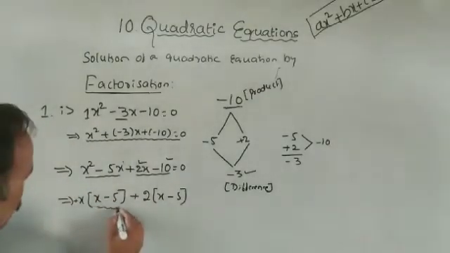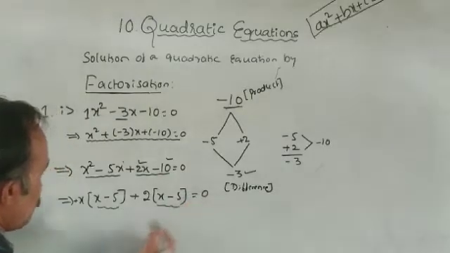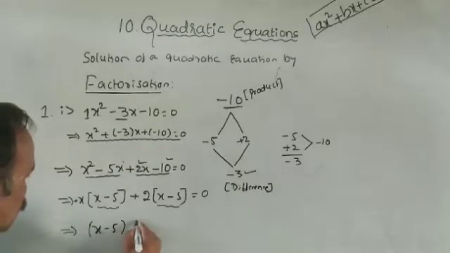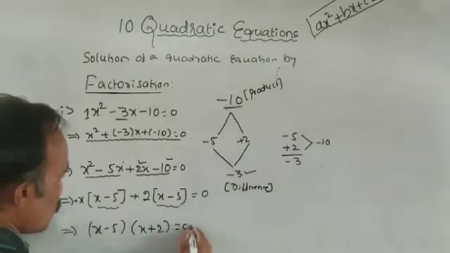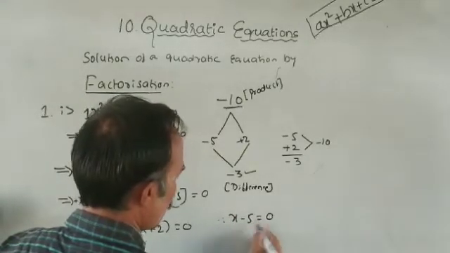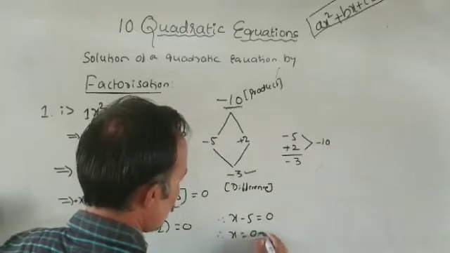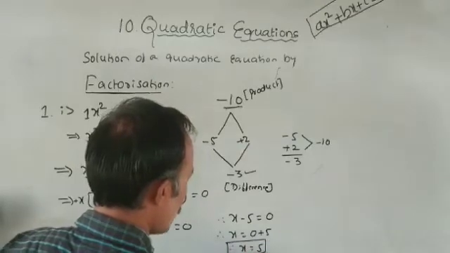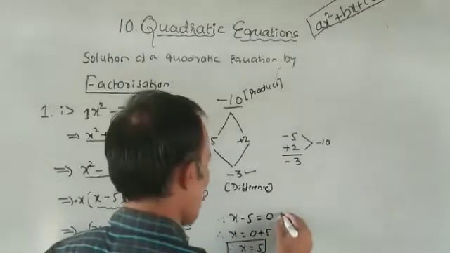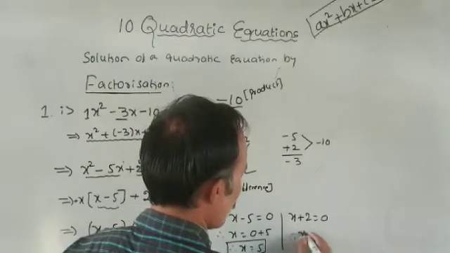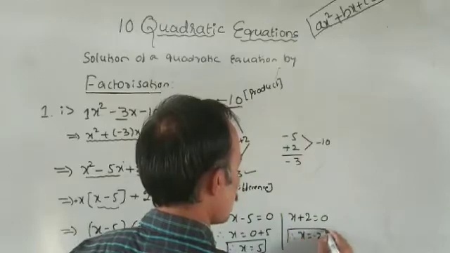Again. So x minus 5 is equal to 0. That is very important. So which implies, x minus 5 is common. So remaining x plus 2 is equal to 0. Therefore, let's consider one by one. x minus 5 is equal to 0. Therefore, x is equal to 0 plus 5. Therefore, x is equal to 5. This is very important. And so another one. So x plus 2 is equal to 0. Therefore, x is equal to minus 2. So this is another solution.